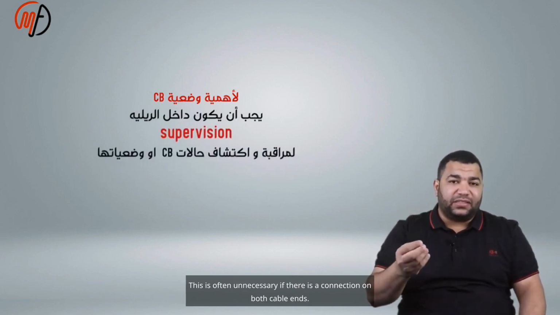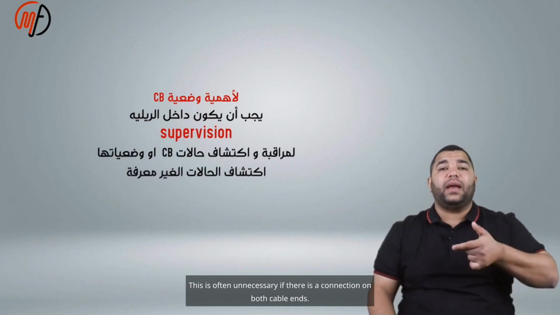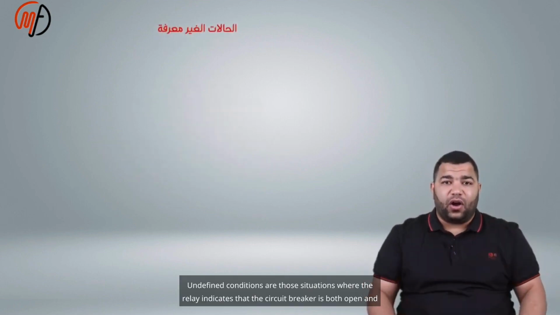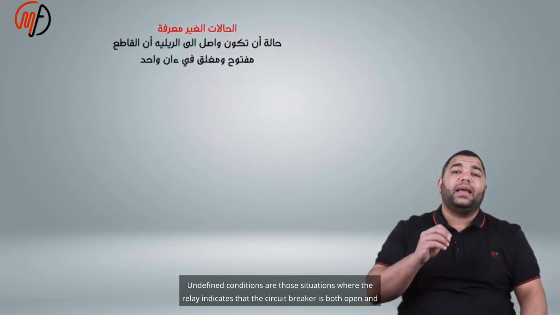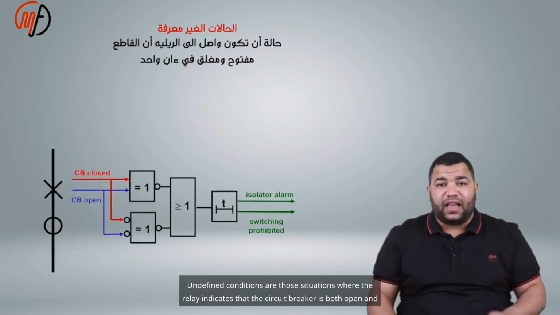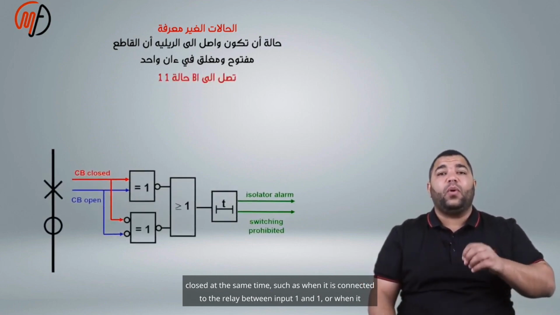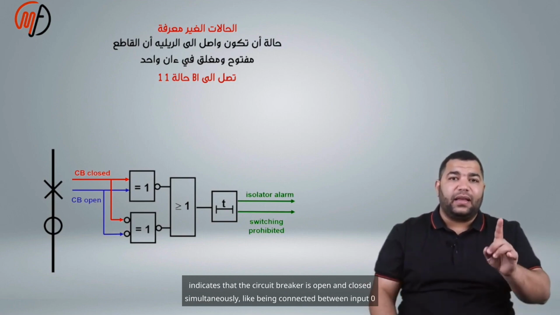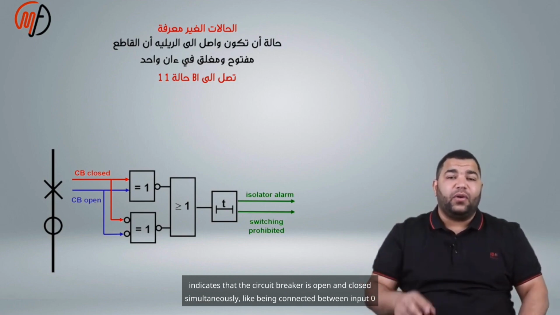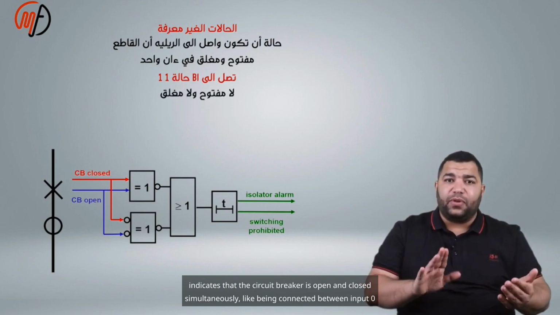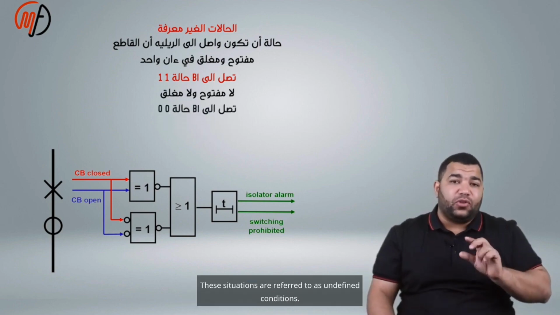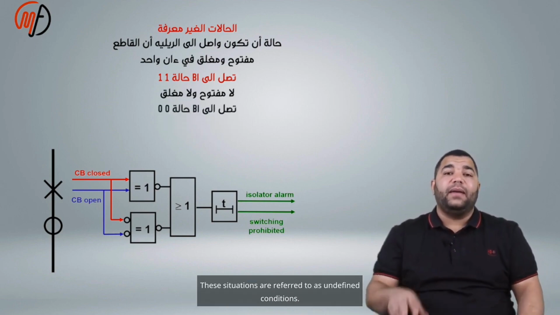This is often unnecessary if there is a connection on both cable ends. Undefined conditions are those situations where the relay indicates that the circuit breaker is both open and closed at the same time, such as when it is connected to the relay between input 1 and 1, or between input 0 and 0. These situations are referred to as undefined conditions.